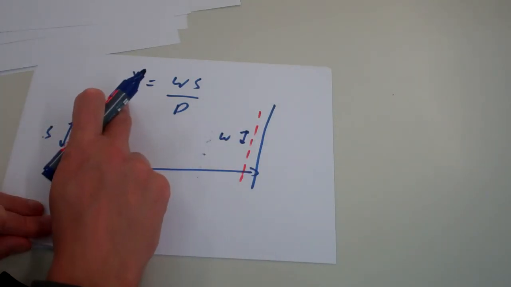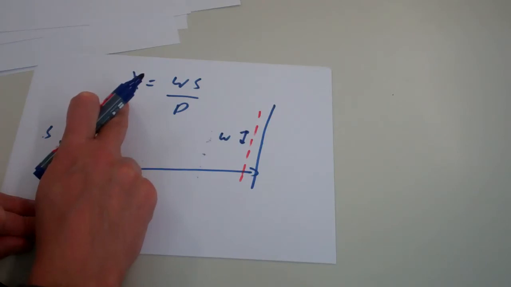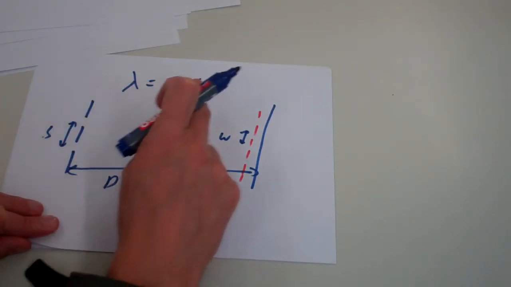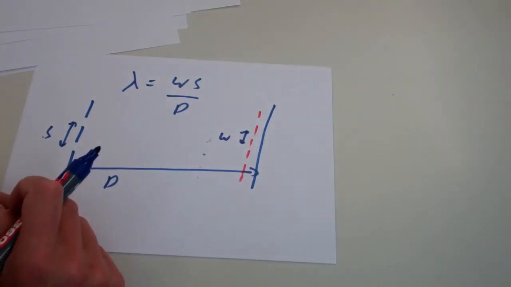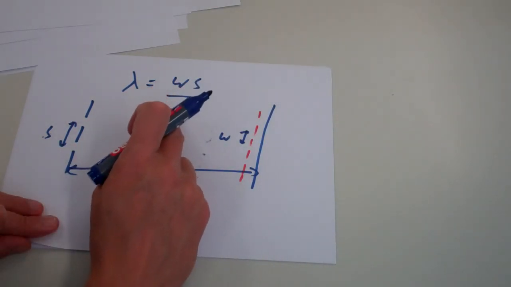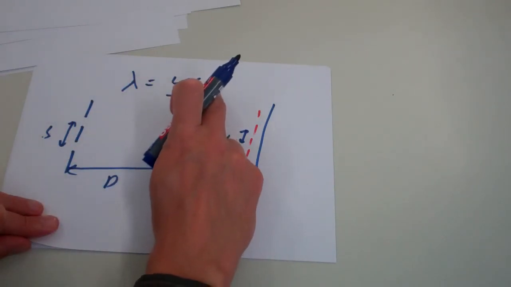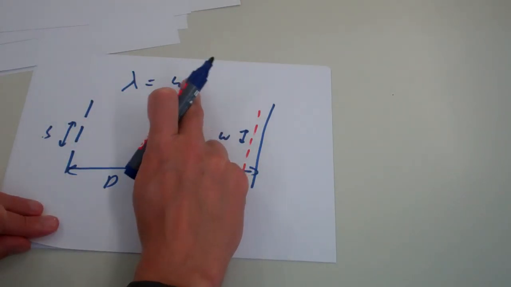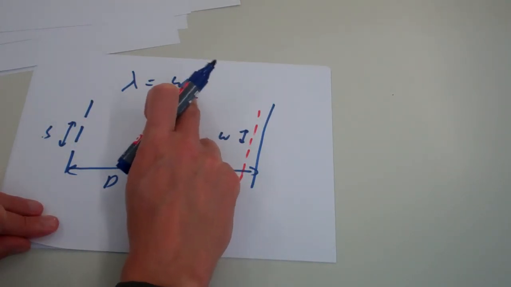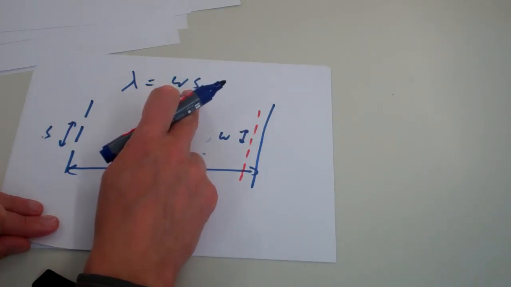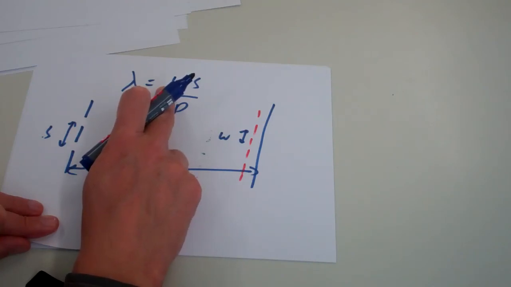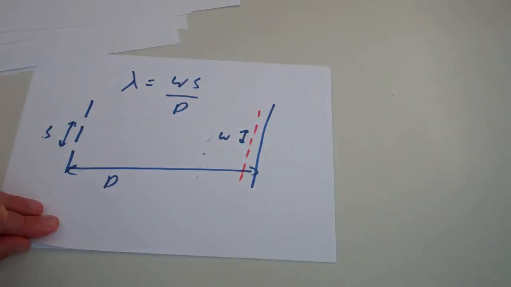So if we increase lambda, the wavelength, maybe going from blue light to red light, keeping S and D constant, then W, the fringe separation, must increase. If we keep D and lambda constant but move the slits closer together, because these two numbers multiplied together must give the same answer, if S decreases, W increases, the fringe spacing will increase.